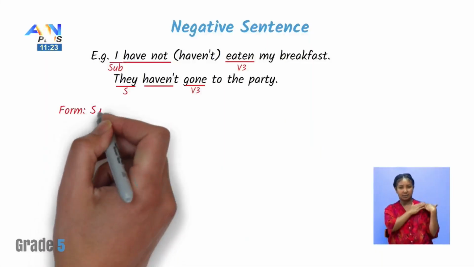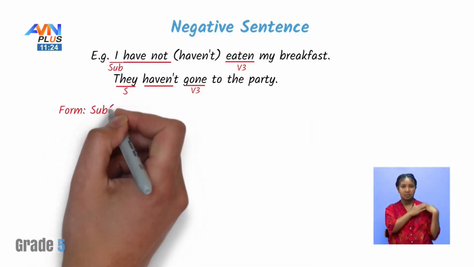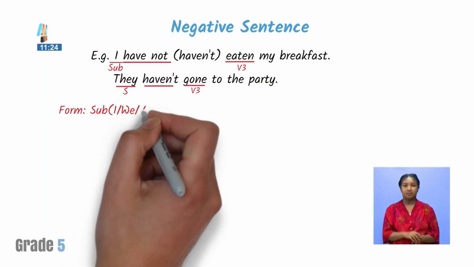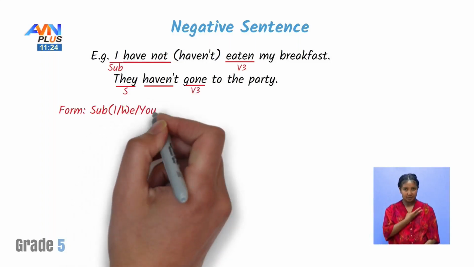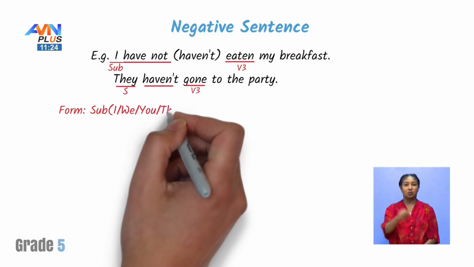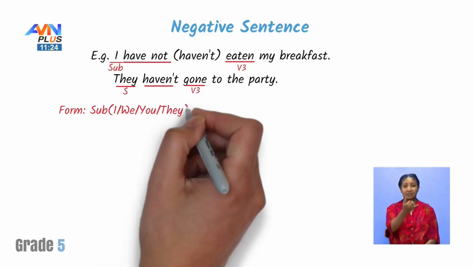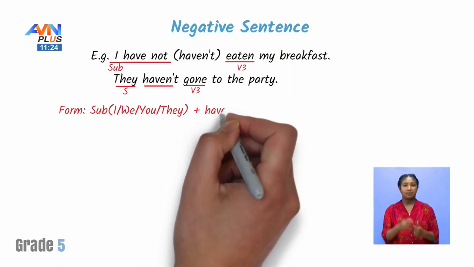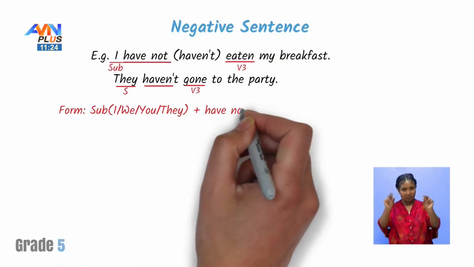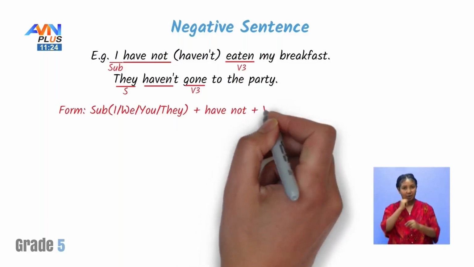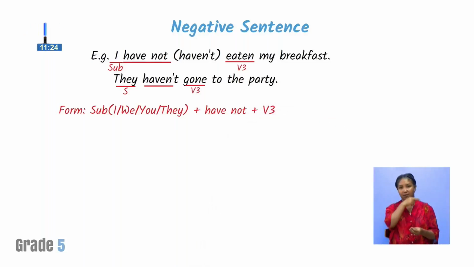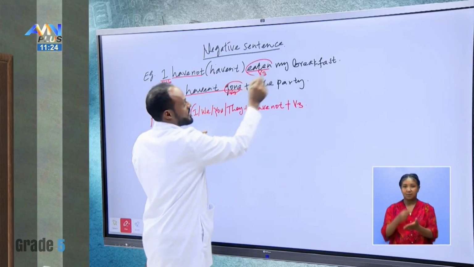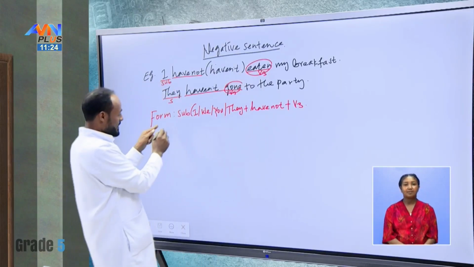Subject means I, we, you, or they, plus have not, plus verb. Here is the verb, okay? What about the next one here?